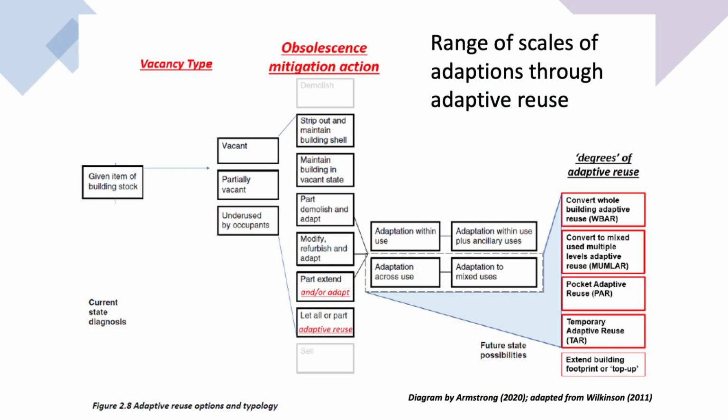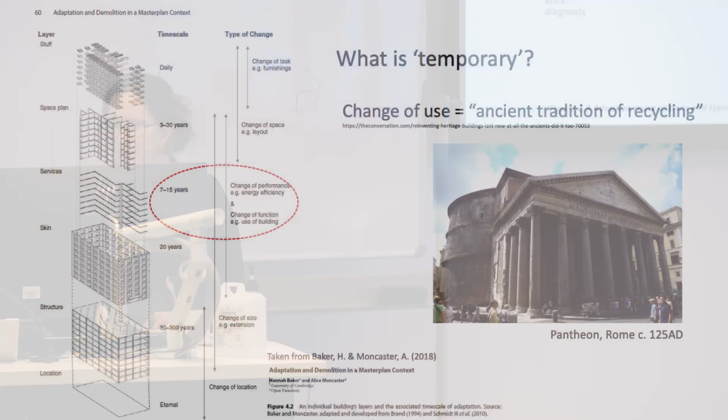We've got pocket STAR, mixed level STAR, so STAR across two, three, four floors. We've got temporary adaptive reuse as well. So on here I've got W bar, mum law, par and tar. And within a building, to reactivate that asset and to maximise that asset, you might be considering more than one. And we need to move the conversation away from whole building permanent adaptive reuse.